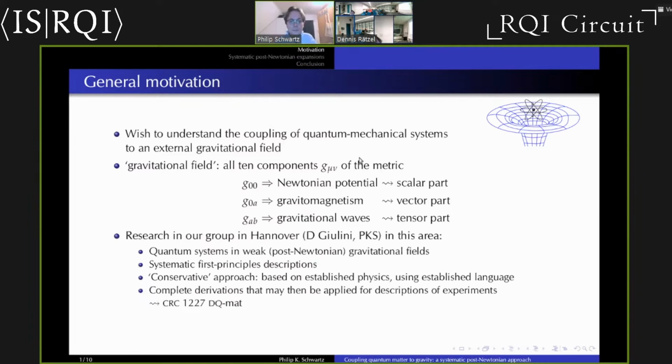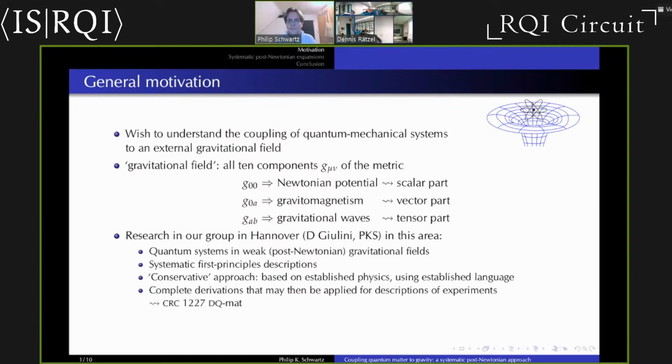So in our group in Hanover, the group of Domenico Giulini, or Nico as he's called, I'm a postdoc in his group, and also did my PhD there. We do different theoretical work in gravitational physics, but in this area of quantum mechanics under gravity, we have a very specific research area that we pursue. Namely, we look at quantum systems in weak gravitational fields, so in post-Newtonian gravitational fields, and we want to develop systematic descriptions of such systems from first principles.